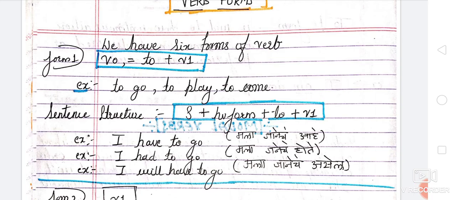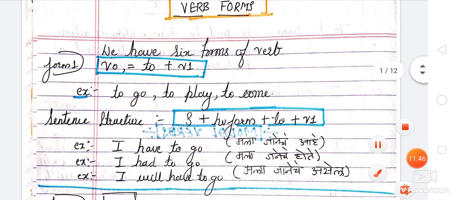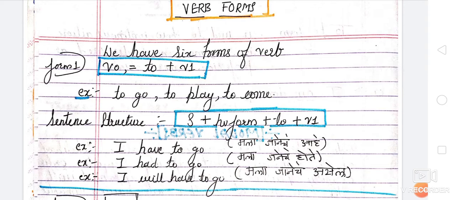So first form of verb, right? This form is basically called the V0 form. How is the V0 form obtained? This V0 form is obtained by to plus V1 form of verb, right? V1 form, that is the base form of verb. So to plus V1 form of verb is an infinitive form of the verb, right?